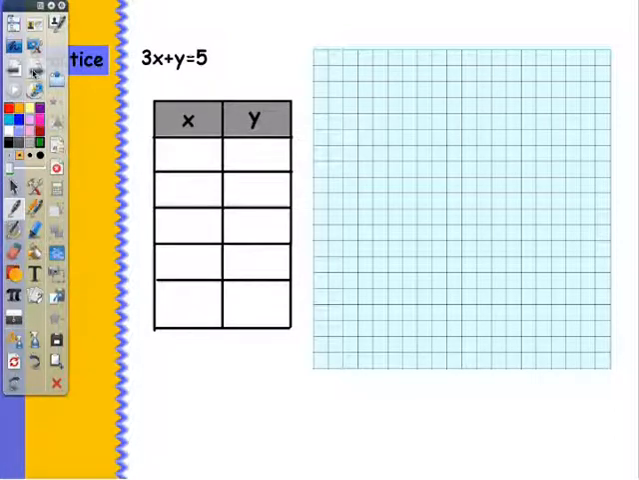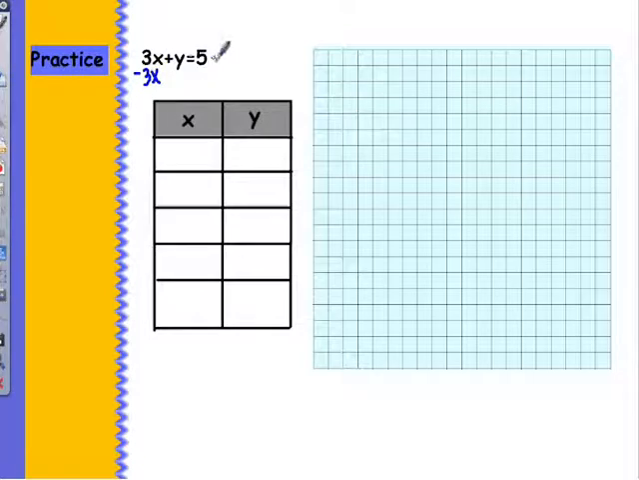Now that you're back with me, I'm going to step you through it. So I needed to get the 3 x's away from each side. So my equation is y equals negative 3x plus 5. I'm just going to use my fave 5 here.